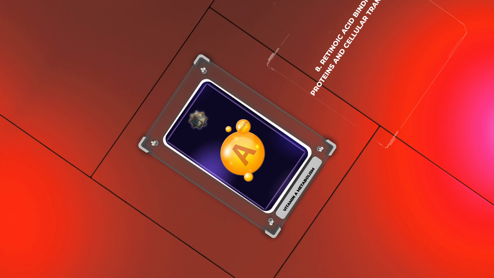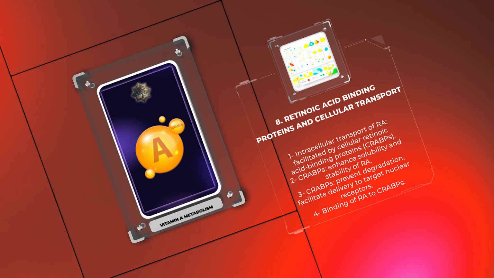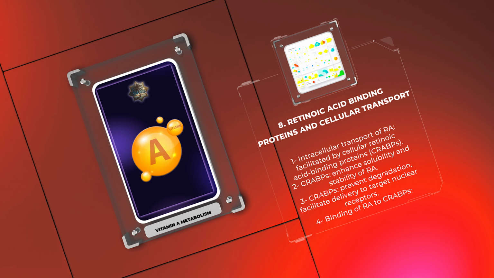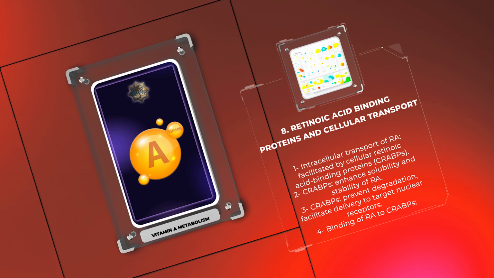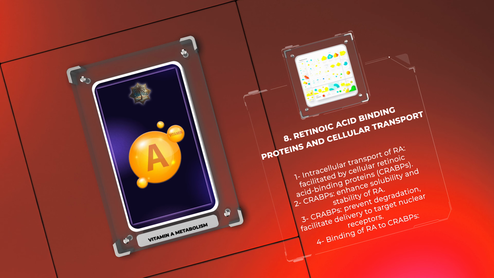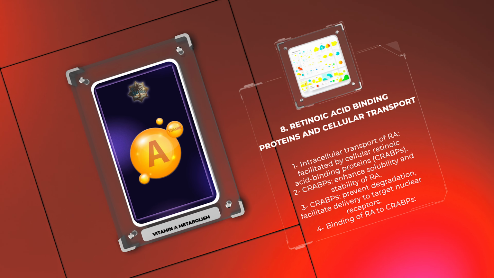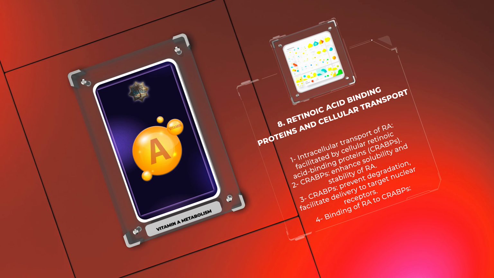To facilitate the intracellular transport of RA, it binds to cellular retinoic acid binding proteins, CRABs. CRABs enhance the solubility and stability of RA, preventing its degradation and facilitating its delivery to target nuclear receptors. The binding of RA to CRABs is reversible, enabling regulated release and uptake by specific cellular compartments.